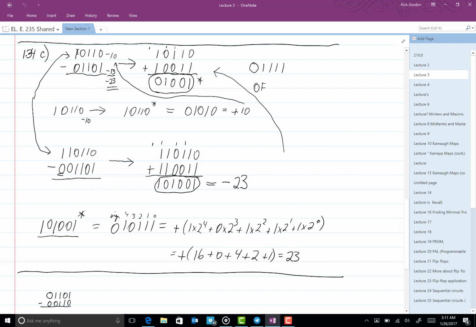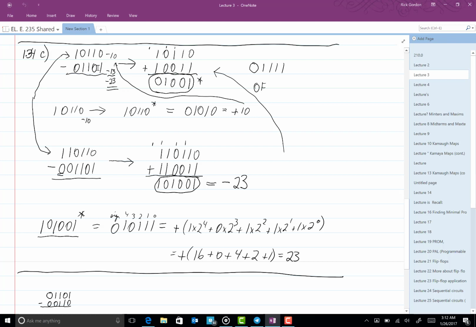So here we have 10110 minus 01101. And once again, these are signed binary numbers, and so rather than subtracting this number from the first one, we will take the approach of adding the 2's complement of the second number. So let's find the 2's complement of this.